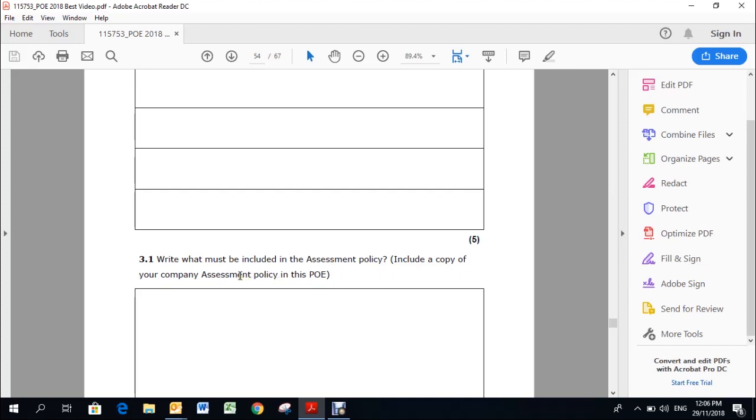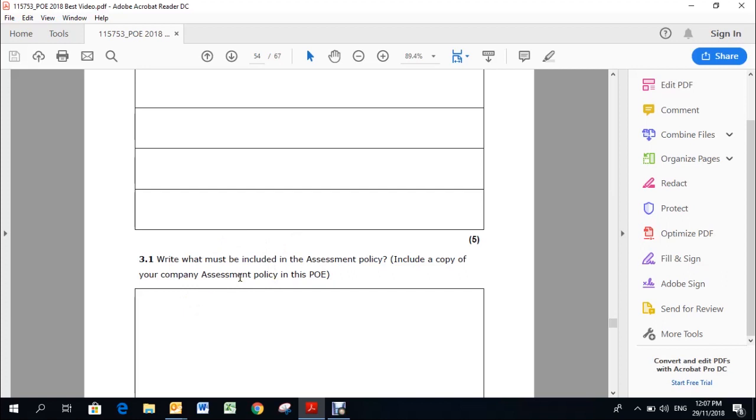So we just want you to go and look for an assessment policy from your workplace, then indicate what should be included in it. As far as I know, the assessment policy or any policy has an introduction and all the procedures that need to be followed when we're conducting whatever is contained in that policy. The assessment policy also includes the color of ink to be used by learners, assessors, whoever is involved in the assessment process.